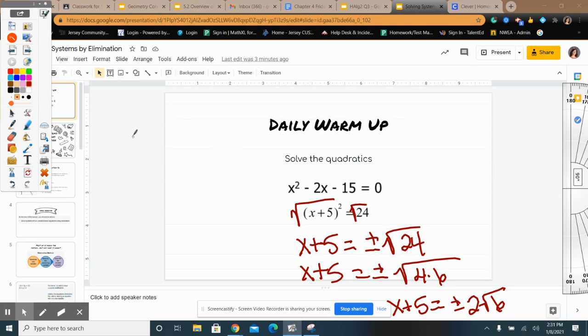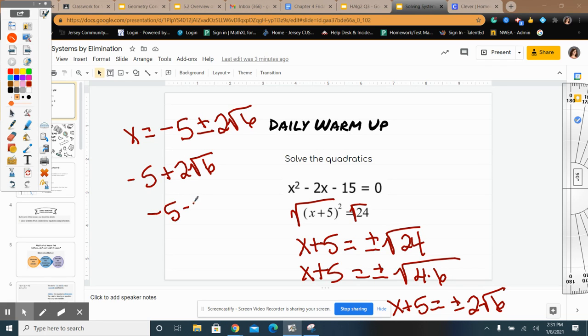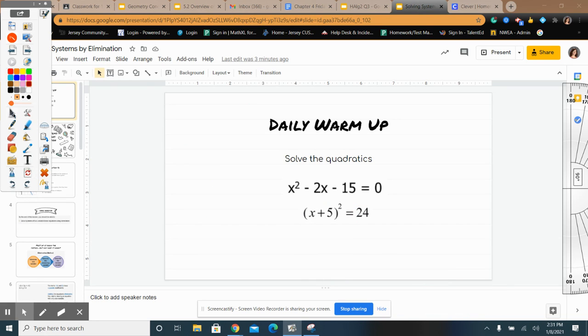And then subtract 5 from both sides, and we'll get negative 5 plus or minus 2 square root of 6. And remember, that is two answers, negative 5 plus 2 root 6 and negative 5 minus 2 root 6. And what that means is they're just really nasty decimals where those x-intercepts or solutions are.